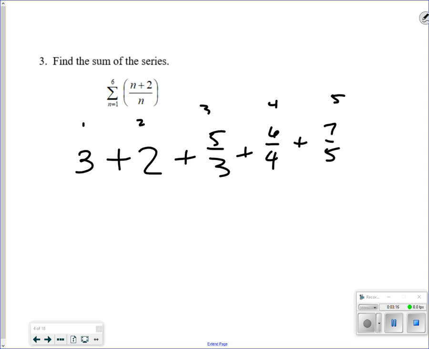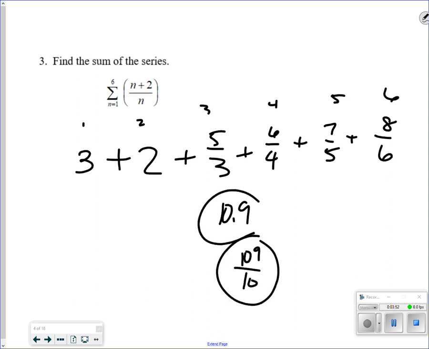When I put 6 in, I get 8 divided by 6. Add that up. I'm going to pull out a calculator and find the sum of the series. Again, I'm just putting individual numbers, 1 through 6, in for n. So 3 plus 2 plus 5 thirds plus 6 fourths plus 7 fifths plus 8 sixths, and I get 10.9, which as a fraction would have been 109 tenths. Either one of those would be correct. Again, this is just the sum of a random series.